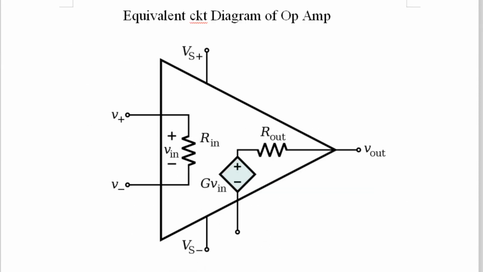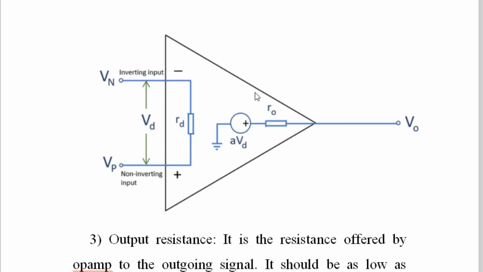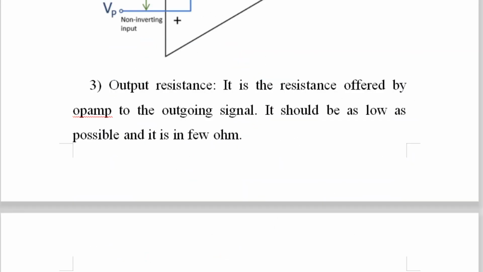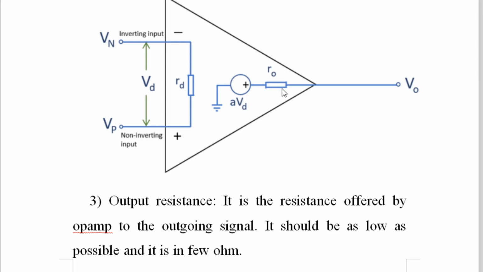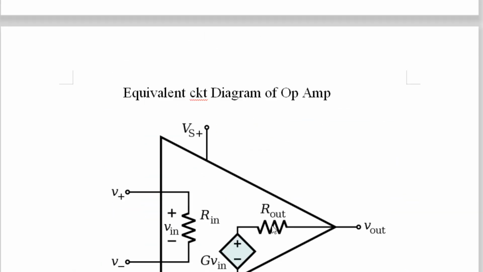The same diagram comes here. What is the input resistance? It is the resistance offered by the first block between the two input terminals, and if you apply the input with respect to ground, then it is the resistance between that terminal and ground. Then output resistance: it is the resistance offered by the op-amp to the outgoing signal. It should be as low as possible, and it is a few ohm. The output resistance of the op-amp is the resistance Rout offered by the last block of the op-amp, which is called the amplifier.